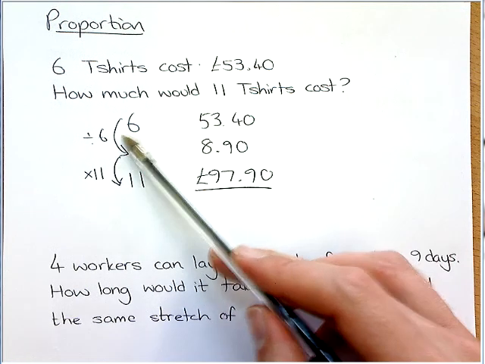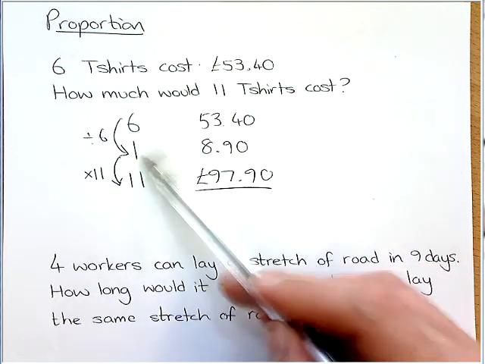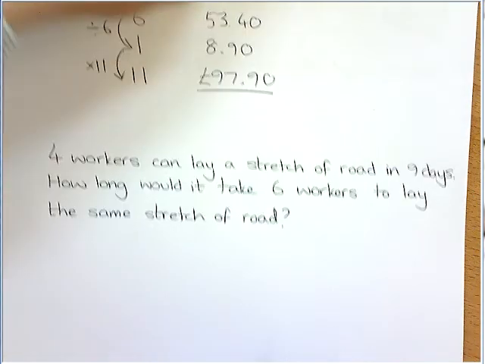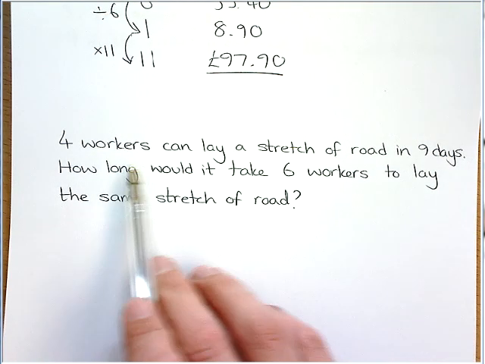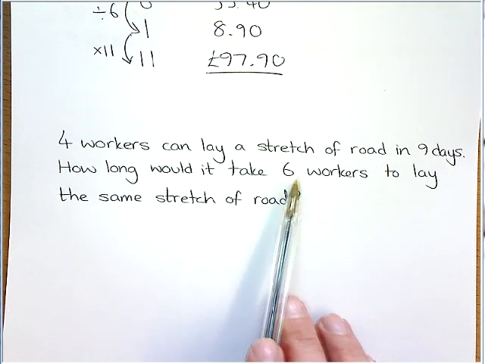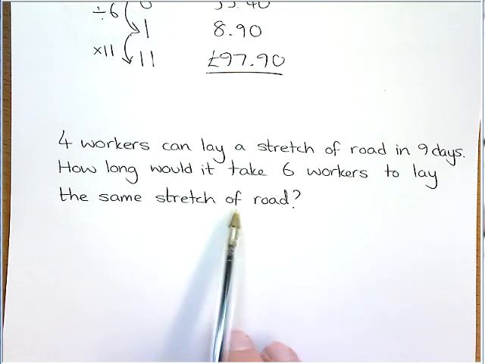You could manipulate this to say 12 and then find 1 and take it away, but that's not the quickest way. Now it's the next problem that confuses lots and lots of people. It's a good question, this one. So 4 workers can lay a stretch of road in 9 days. How long would it take 6 workers to lay the same stretch of road?